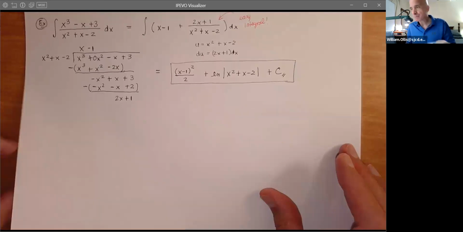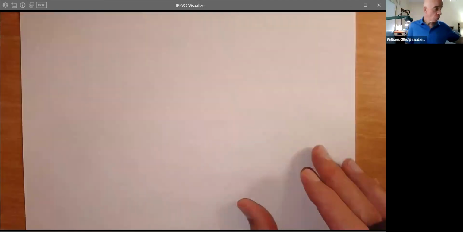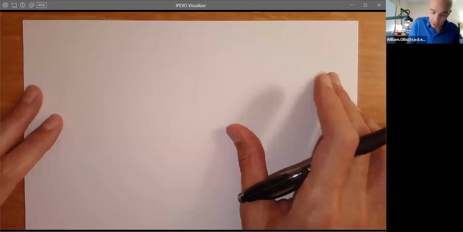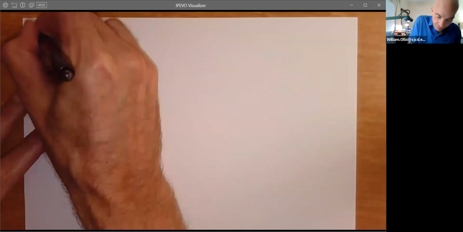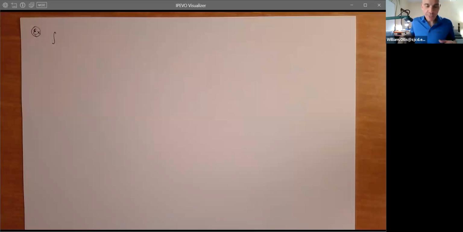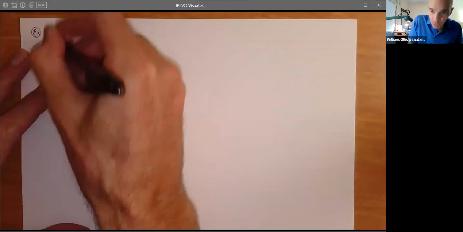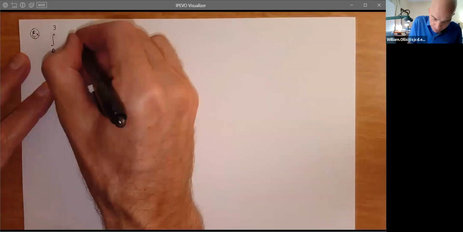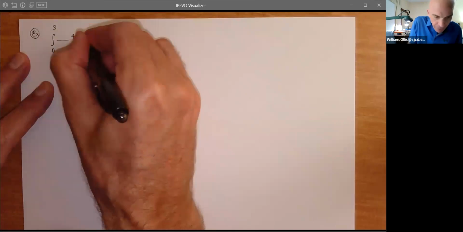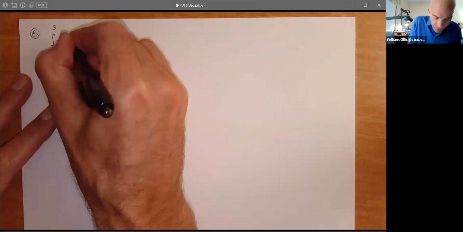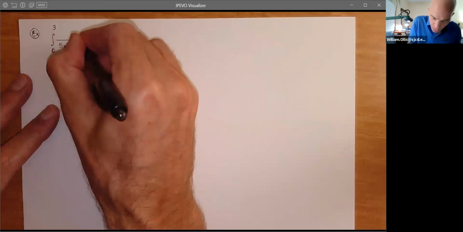Now, let's look at one. Before we get on to the quadratic factors, I just want to practice one where we do the linear factor technique with a definite integral. So let's look at this one. We want to do a definite integral, lower limit 0, upper limit 3. And now we've got 4 over 5x squared plus 6x plus 1.